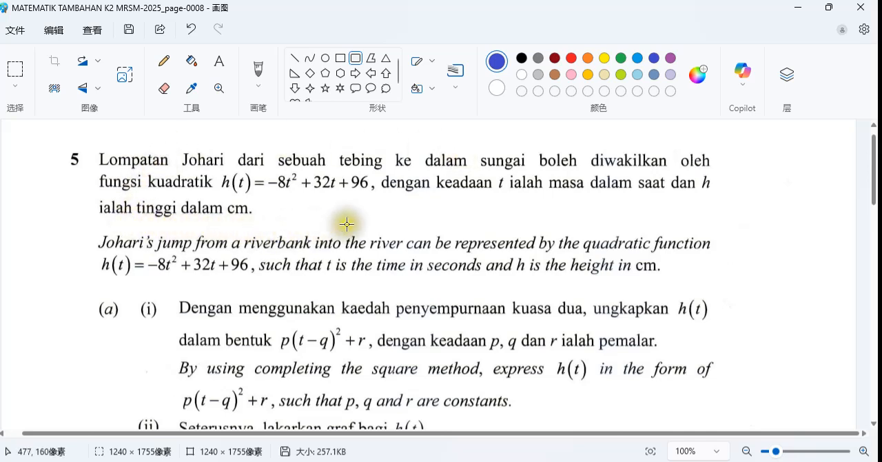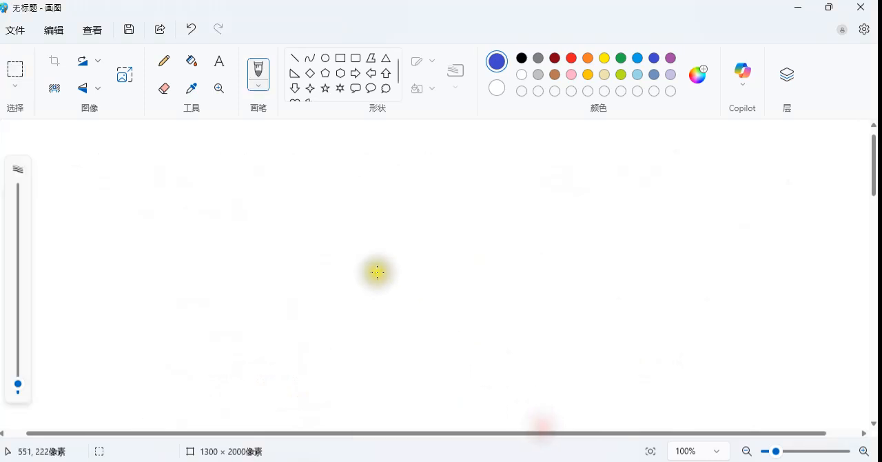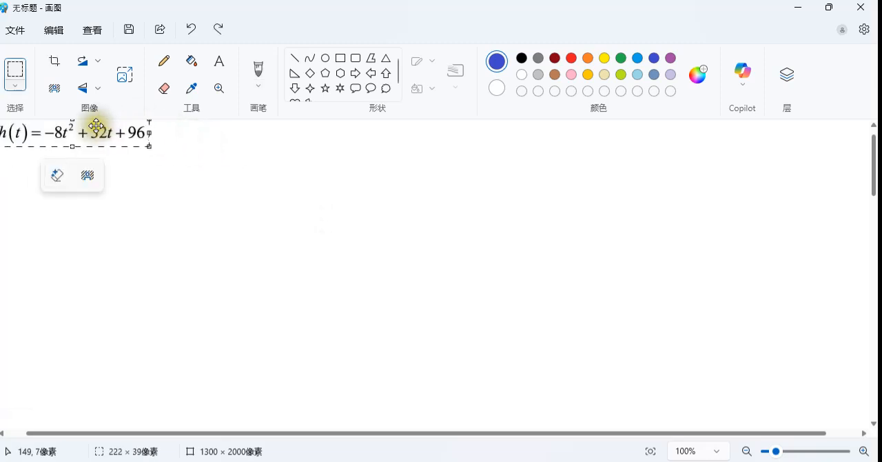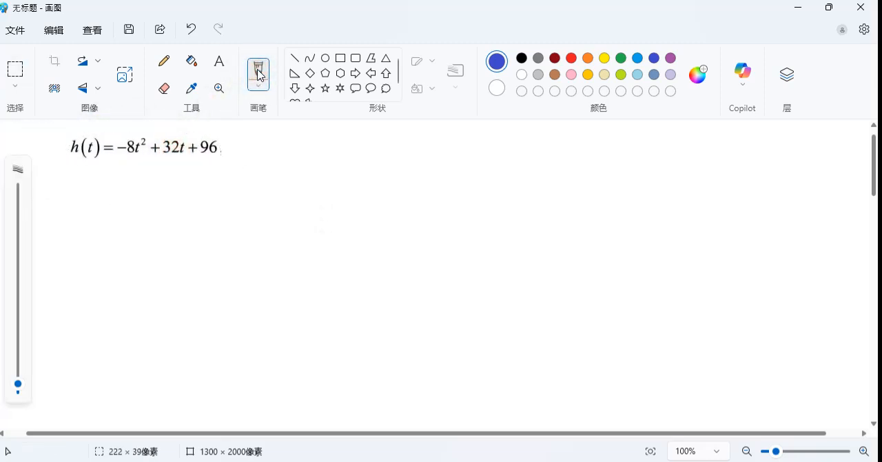Johari jumped from a riverbank into the river can be represented by the quadratic function h(t) equals negative 8t squared plus 32t plus 96, such that t is the time in seconds and h is the height in cm. By using the completing the square method, express h(t) in the form of p(t minus q) squared plus r, such that p, q, r are constants. So what we need to do is completing the square.